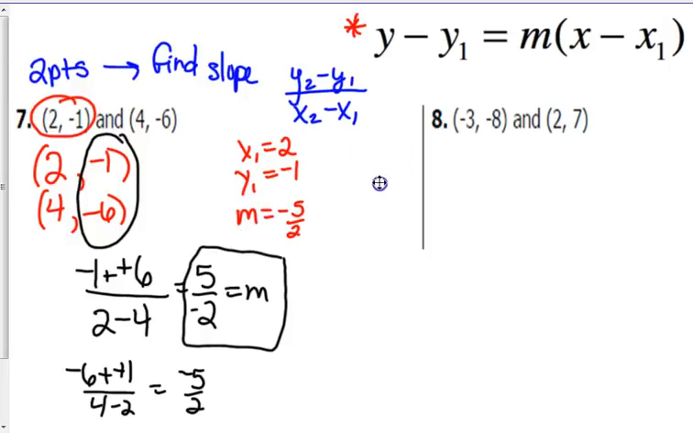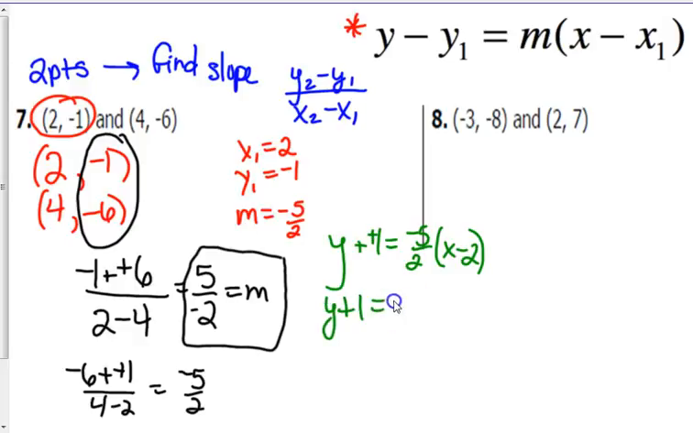All right. I know you don't have a lot of room. You can write on number 5 or whatever you need to do anyway. But it's y minus negative 1 equals the m, which is negative 5/2, times x minus the x value, which was 2. All right, what happens to minus a negative? Becomes plus, right? And negative 5/2 times x is just negative 5/2 x.